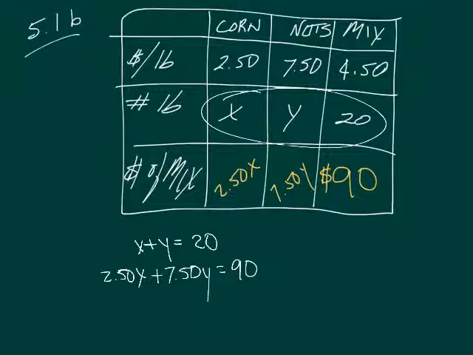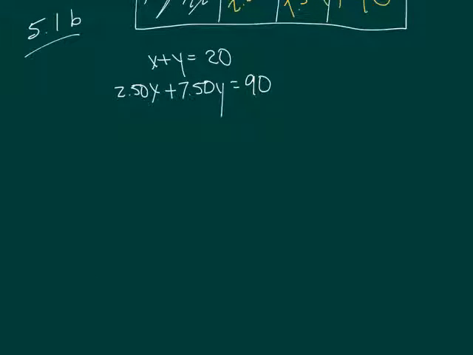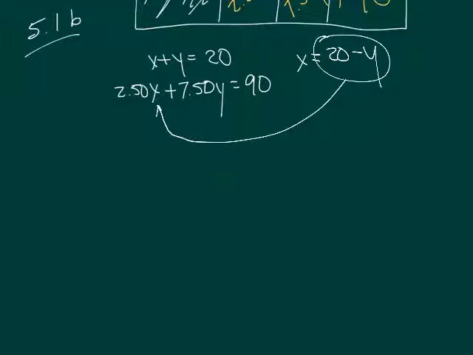Okay, so at this point I am done with everything except just being able to use my system of equations to solve this. I have a couple of options here. I can use the substitution method, and I can say x equals 20 minus y, and then take 20 minus y, plug it in here, and solve it. Or I can use the elimination method.